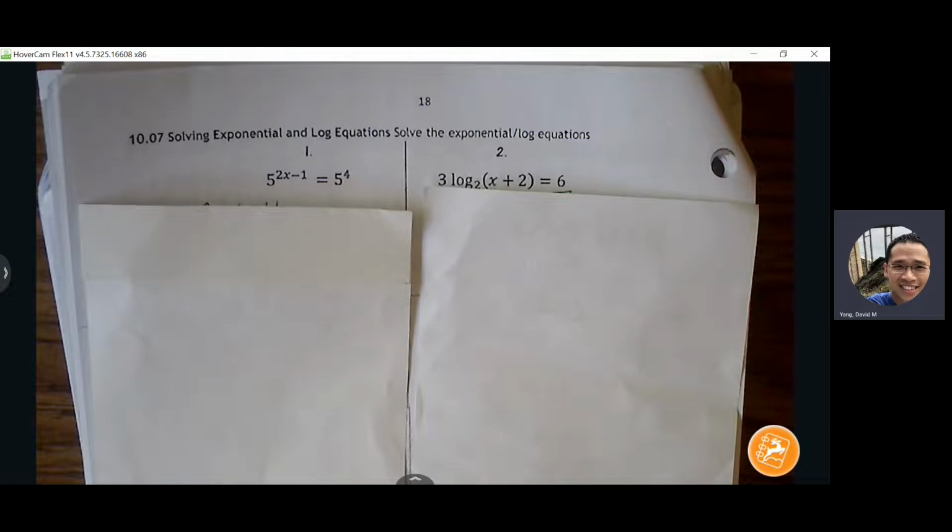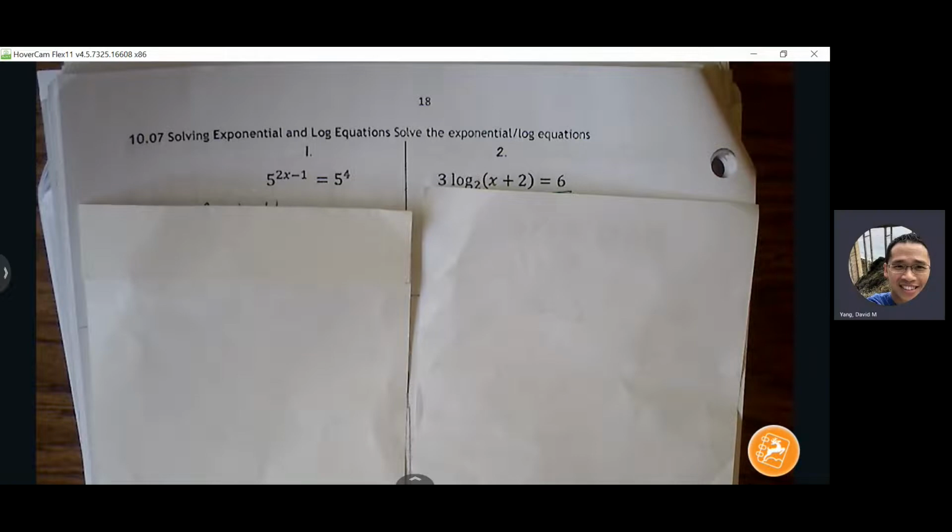So graphing, you gotta get used to it a little bit. So we'll spend Friday and Monday doing full days of graphing, and then Tuesday, Wednesday review, and then next Thursday is your logs test. Okay, so start with number 1.